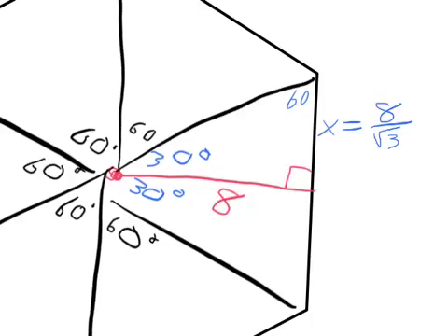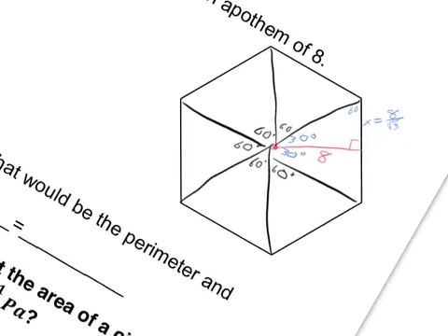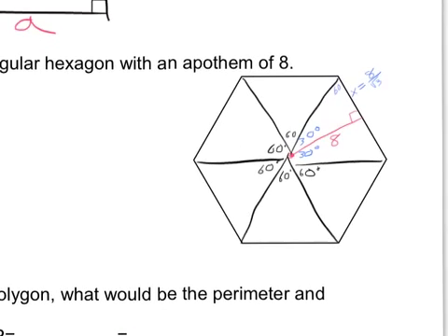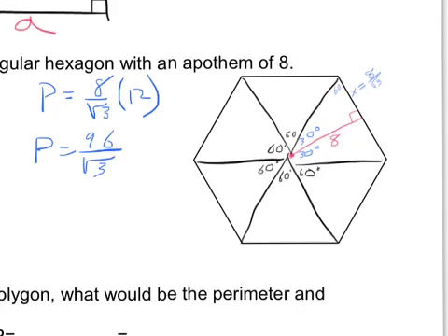Well, I'm not really supposed to leave things with the radical underneath. But I am for just a second, because I know that I can multiply this by 2 and then by 6 to get the perimeter. So in order to find the perimeter, I'm going to just multiply it by 12. So let's do that first. And 8 times 12 is 96. So you get perimeter equals 96 over rad 3.